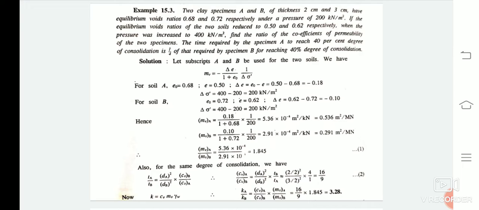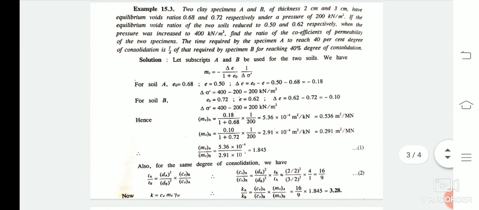So let us provide the different subscripts A and B for the two different types of soil. We know that the formula for coefficient of volume change is mv equals minus delta e divided by 1 plus e naught, multiplied by 1 by delta sigma. So for soil A, the initial void ratio is 0.68 and the final void ratio is 0.5. Hence the change in void ratio will be 0.5 minus 0.68, that is minus 0.18. The increment in pressure will be 400 minus 200, that is 200 kN per meter square.